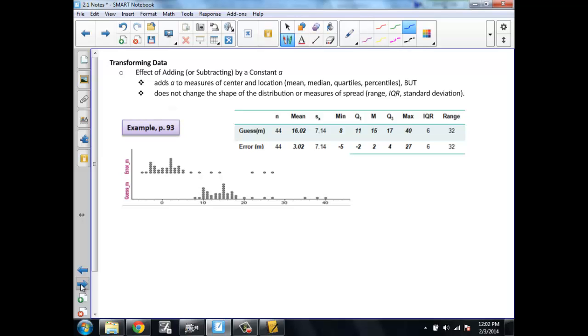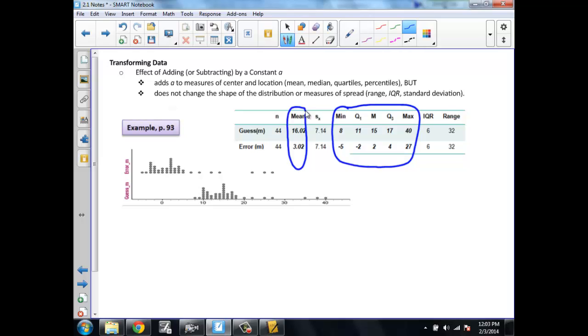So on your paper, circle these. Circle your mean, circle this set of numbers. Because if you notice, this is what it was before, and when I add or subtract by that constant, these are the ones that change. It's taking your data and just shifting it one direction or the other.